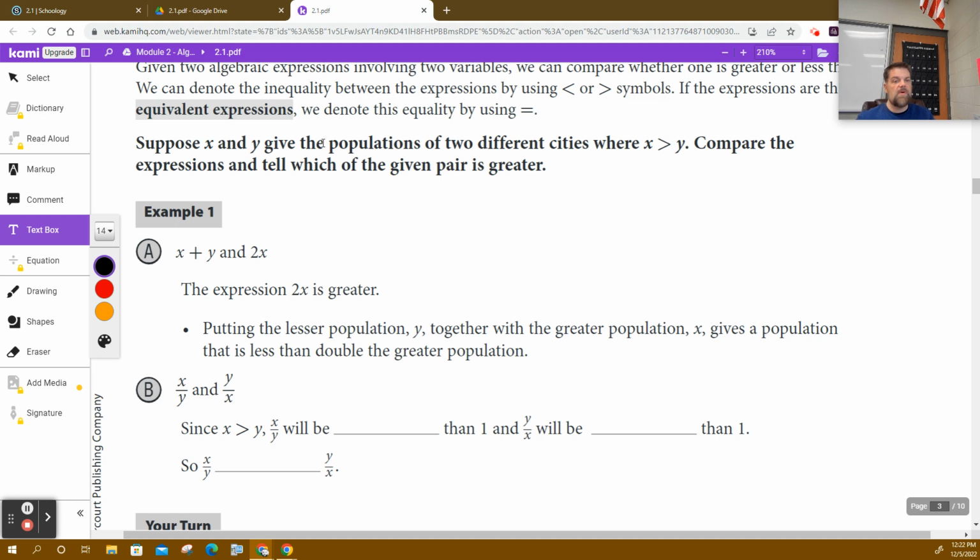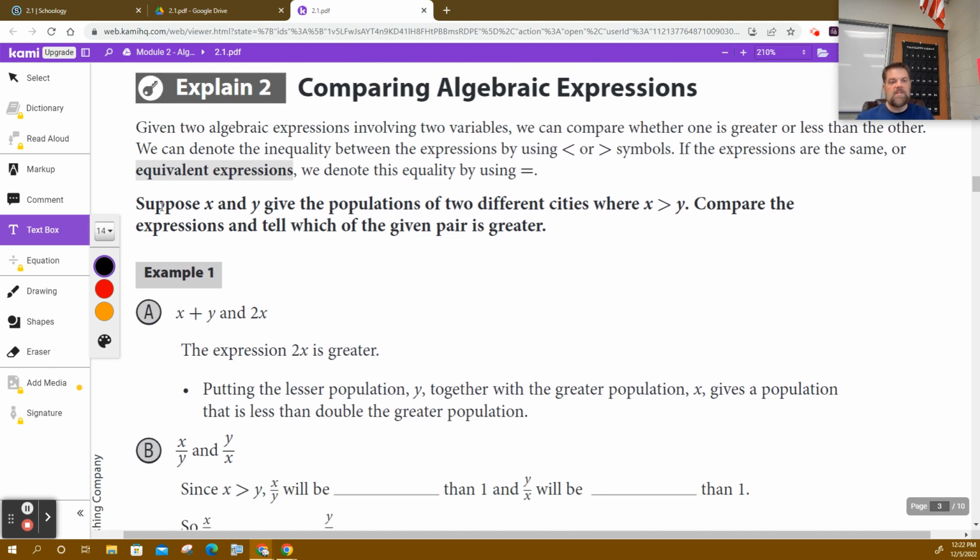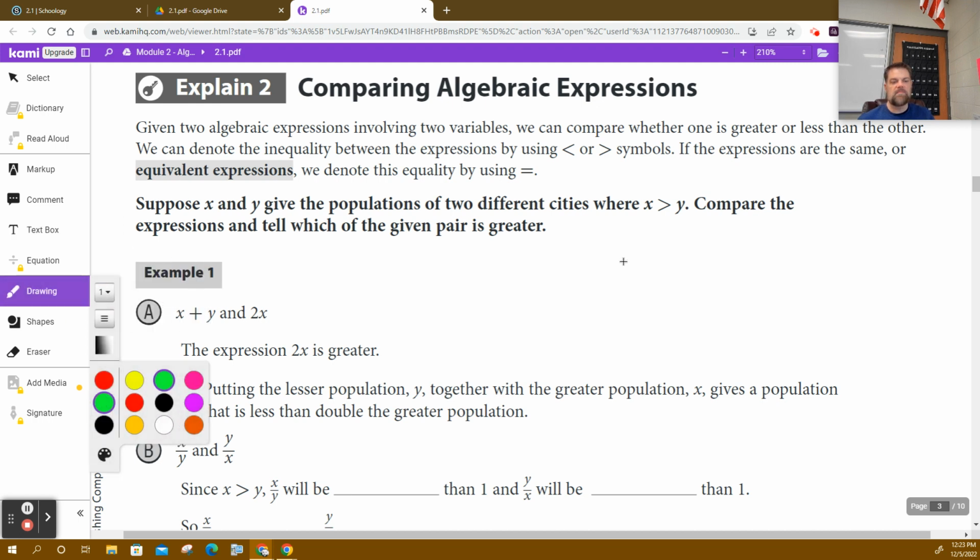It says suppose x and y, we got to read this part here. So suppose x and y give the populations of two different cities where x is greater than y. Okay? So x is greater than y. So let's circle that because we're going to have to come back to that. We're saying that x is greater than y.